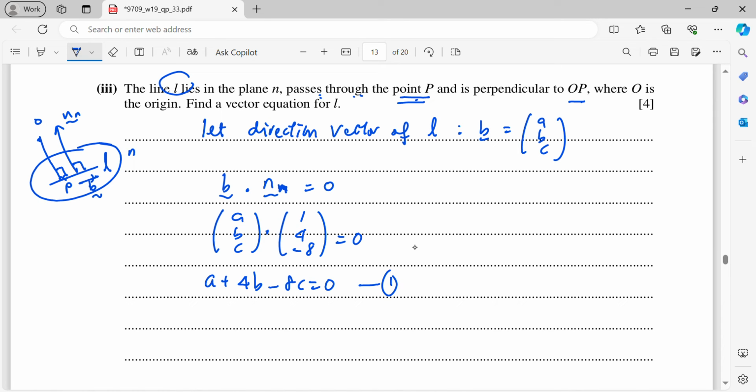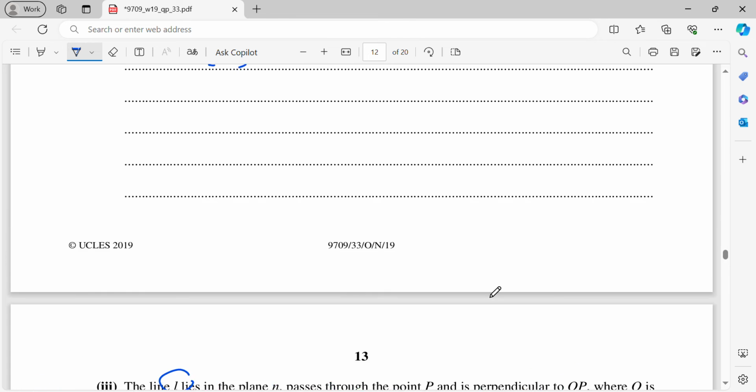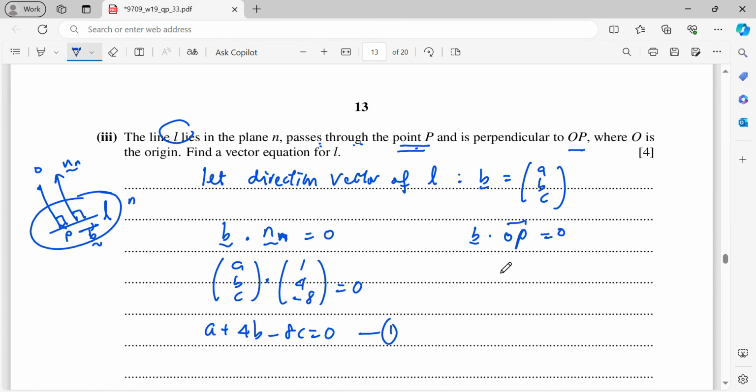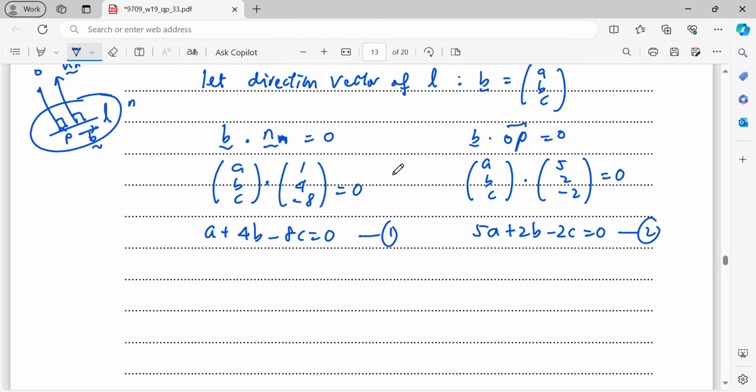At the same time, B is also perpendicular to OP. So B dot OP equals to 0. The P is given in the previous question, right, so (5, 2, -2). That means now I will write (a, b, c) dot (5, 2, -2) equals to 0. Then my second equation is going to be 5a plus 2b minus 2c equals to 0. That's my second equation.